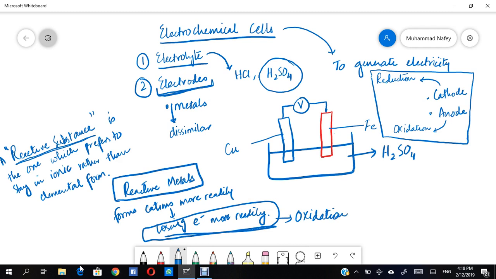From the reactivity series of metals, we know that iron is the more reactive metal of these two. A reactive metal forms cations more readily and hence loses electrons more readily. So this iron is going to lose electrons. The iron atoms of this electrode are going to lose electrons and form maybe iron 2 plus, and this iron 2 plus moves into the solution.